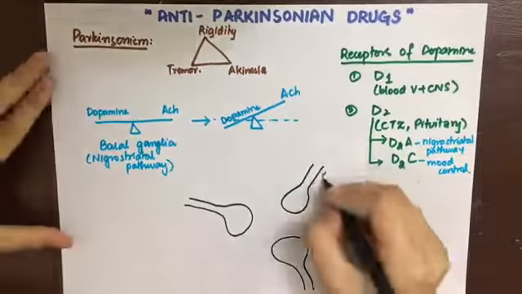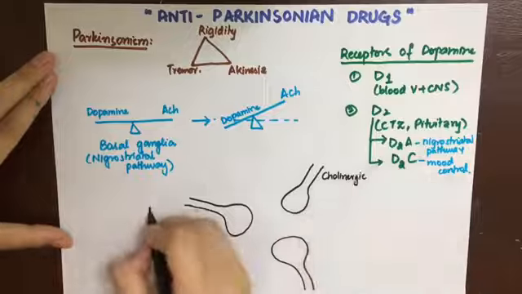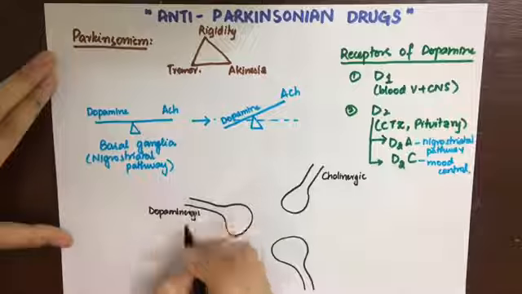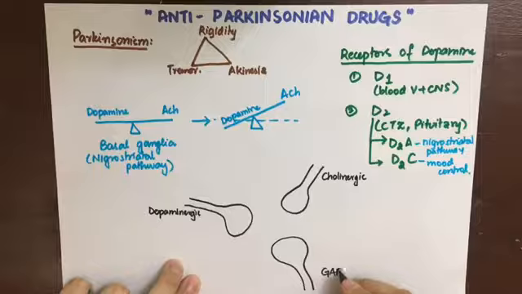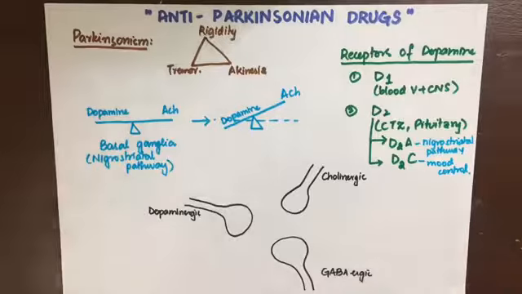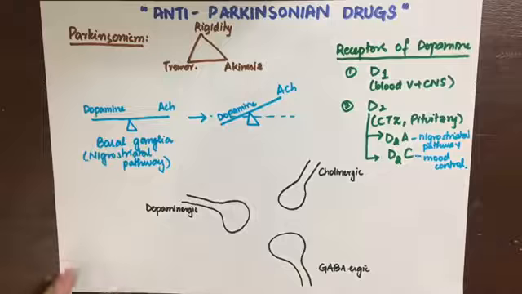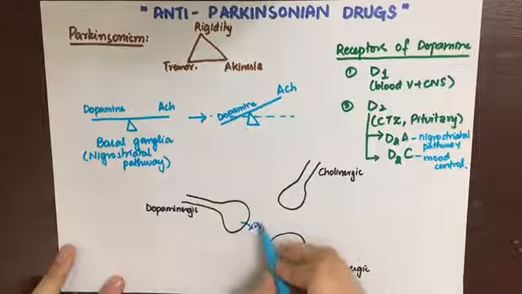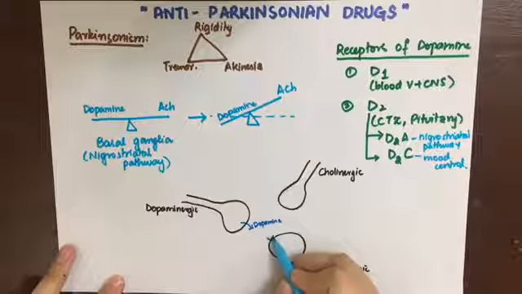Now here I'll show you how the imbalance between increased acetylcholine and decreased dopamine causes the Parkinsonism symptoms. There are three neurons shown here. One is cholinergic, other is dopaminergic, and third is GABAergic. Now we know that the GABA releasing neuron is an inhibitory neuron, right?